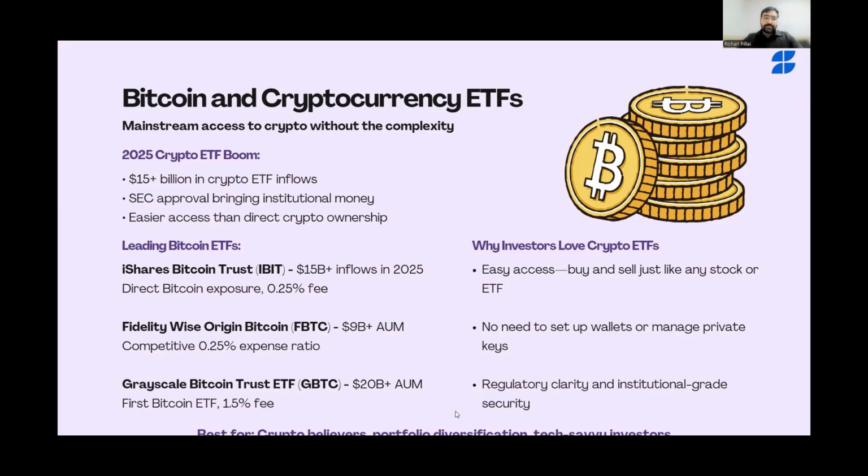Some of the leading Bitcoin ETFs, I'm pretty sure you would have heard of these, are the iShares Bitcoin Trust, IBIT. 15 billion inflows in 2025, direct crypto or Bitcoin exposure, and you have an expense ratio of 0.25%. Fidelity Wise Origin Bitcoin, FBTC, 9 billion plus AUM. You have the Grayscale Bitcoin Trust ETF, GBTC, 20 billion plus AUM.